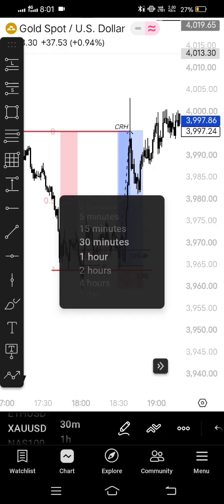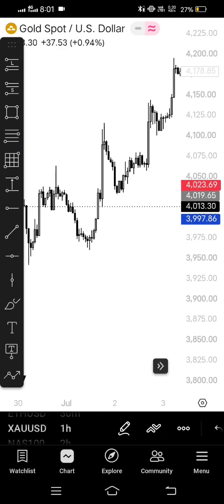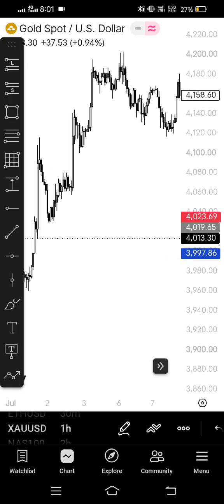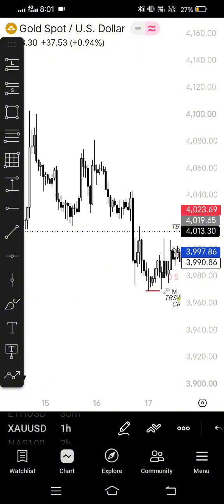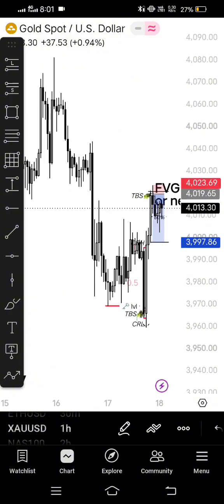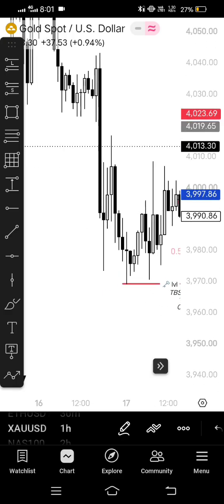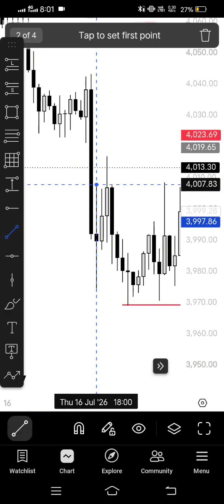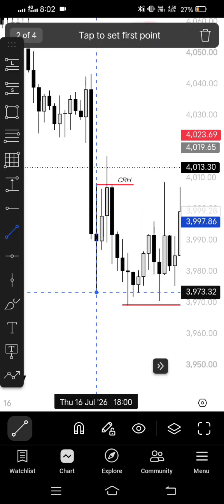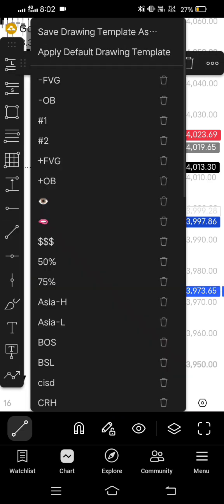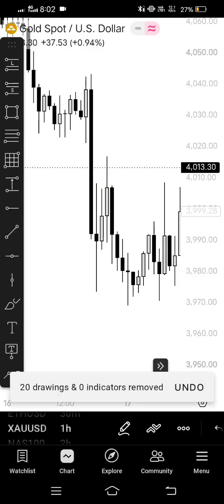Let me give you one more example, because examples are good to understand. It will also help you to understand the things. Let me show you the past week's examples. For example, let's see here. Yes. For example, this is a CRT. Okay, CRH, and this is a CRL. Let me remove the other drawings to make it clear for you.